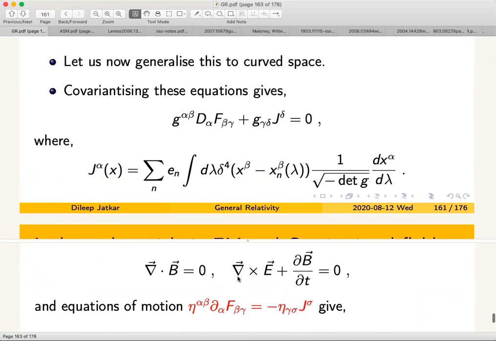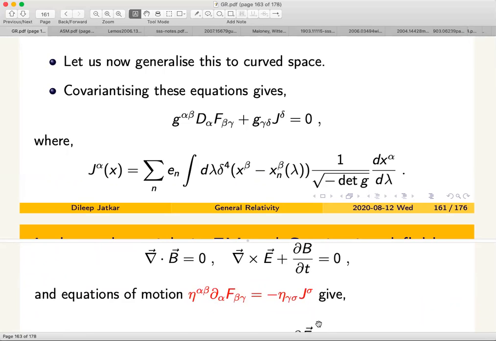Okay, so this is the equation that we are looking at. All we are doing is covariantizing, replacing the etas by g's and partial derivatives by covariant derivatives, and this is how the expression would look. The current that we have written down was a current in flat space. In curved space, you need to correct that expression. It's not just the En times delta 4 with the lambda integral times dx by d lambda, but you also get this factor 1 over square root of minus determinant of g.